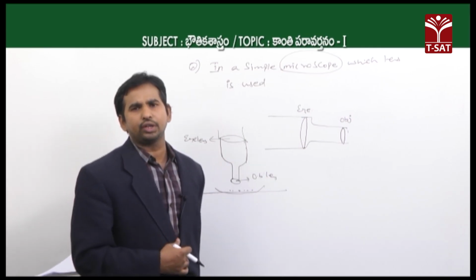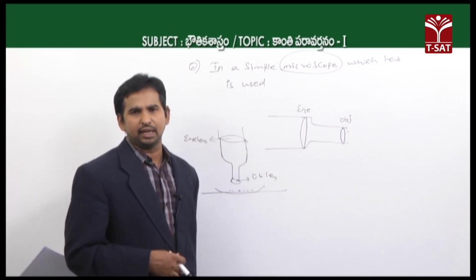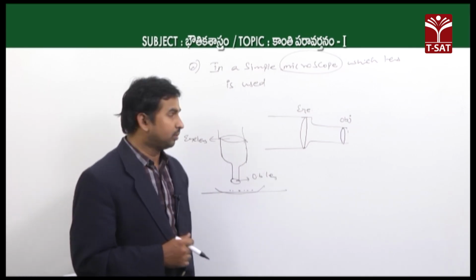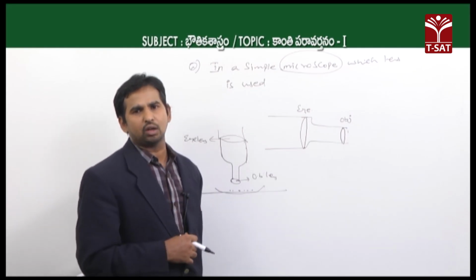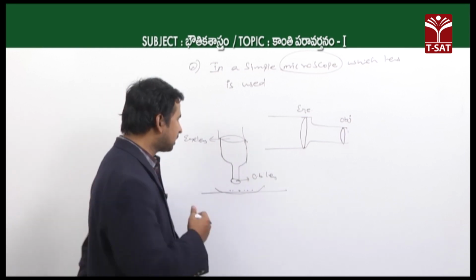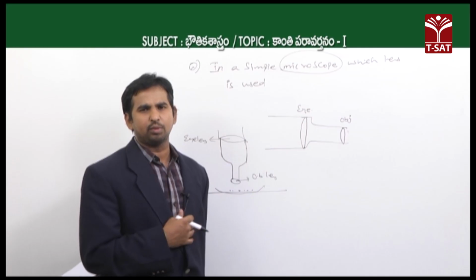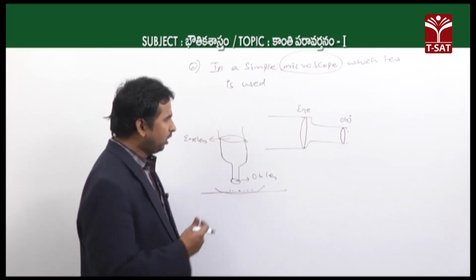If you are using a concave lens here, a concave lens always forms a virtual, erect and diminished image only. But in this case we need a magnified image. This magnified or enlarged image is formed only by the convex lens. So that's why, if you want to use it in a microscope, we have to use a convex lens, that is, two convex lenses.